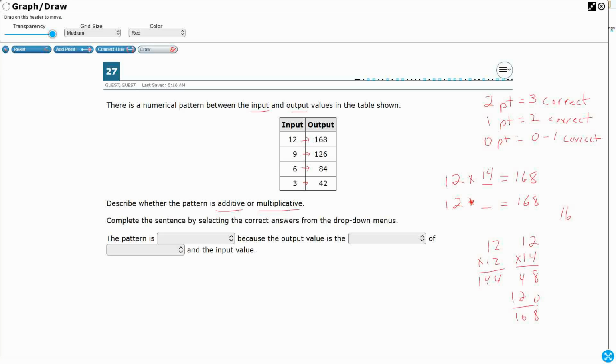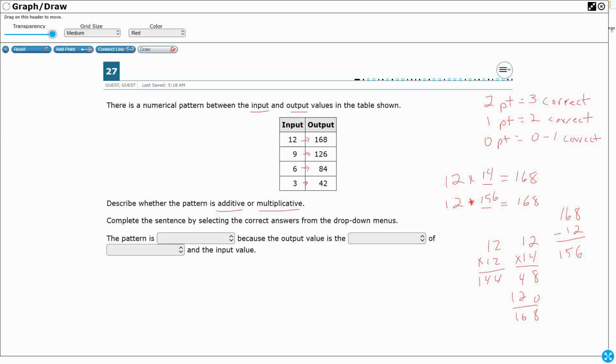Well, let's subtract. See how far away it is. 156. Okay, so I can either multiply by 14, that'd make it a multiplicative pattern, or I can add 156, that would make an additive pattern. You can never tell by just one. The same rule needs to apply to all 4.